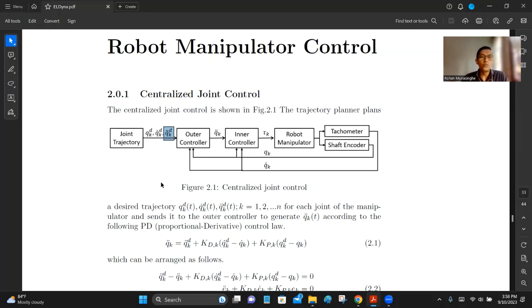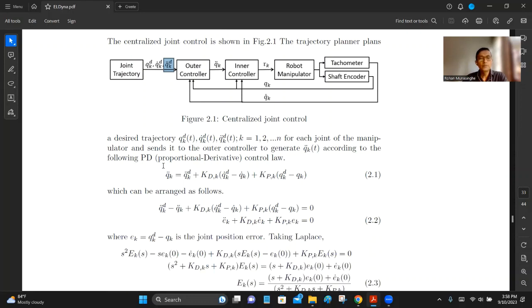Now, what is the outer controller doing when it is calculating this Q double dot K from the other three data that is available to it, right? So let's look at this equation. I just propose, shall we try this equation? So what is that? Q double dot K, right?